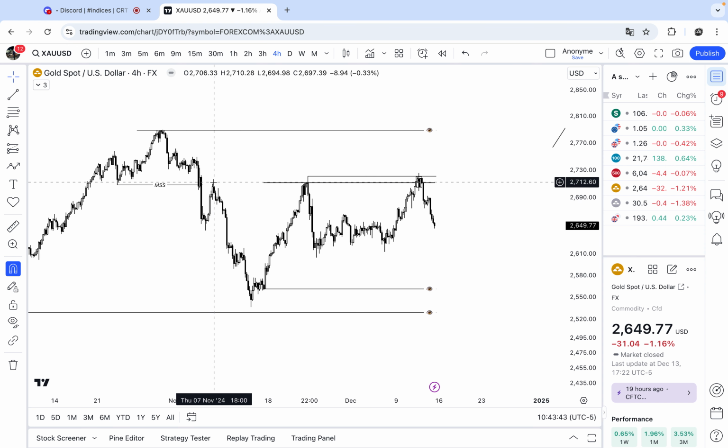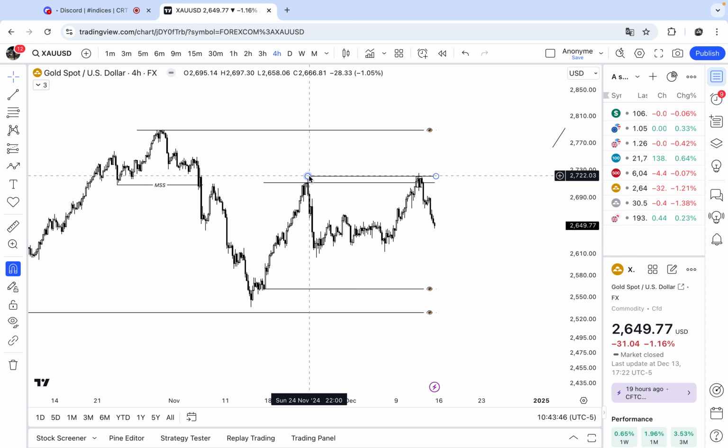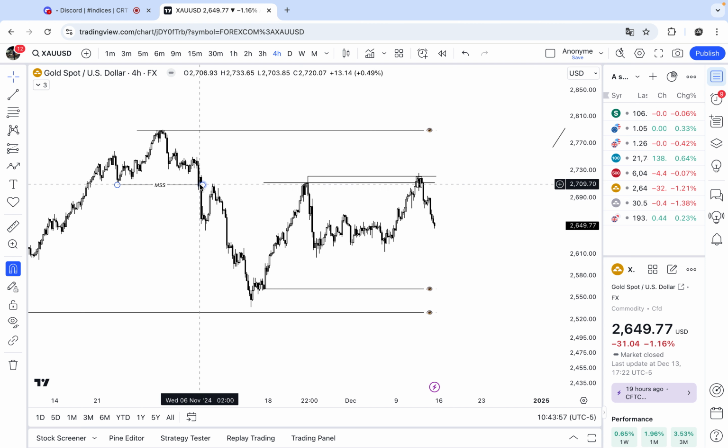Did we break above this high? No. We wicked above. We need a body, a strong candle like this. This is a strong candle right here, right? Strong candle. This is indicating to us a true market structure shift. In this case, we did not. This is a wick. This is a turtle soup. Market structure is still bearish at this time. All right? We are still bearish.